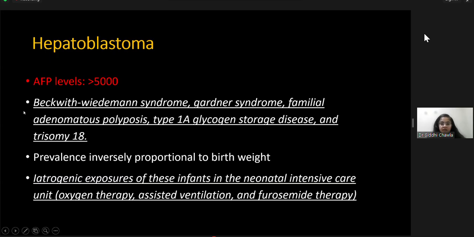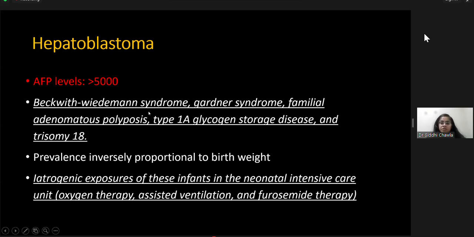I'll just speak a few words about hepatoblastoma. It is associated with many familial syndromes like Beckwith-Wiedemann and Gardner syndrome, familial adenomatous polyposis, type 1 glycogen storage disease, and trisomy 18. So why am I telling you this? Because if you are getting a case of hepatoblastoma, you have to actively look for the signs and symptoms, imaging features, or any clinical evidence of these particular diseases. If you are looking at hepatoblastoma and you miss adenomatous polyposis, it is your fault. So these syndromes are actually going to help you.